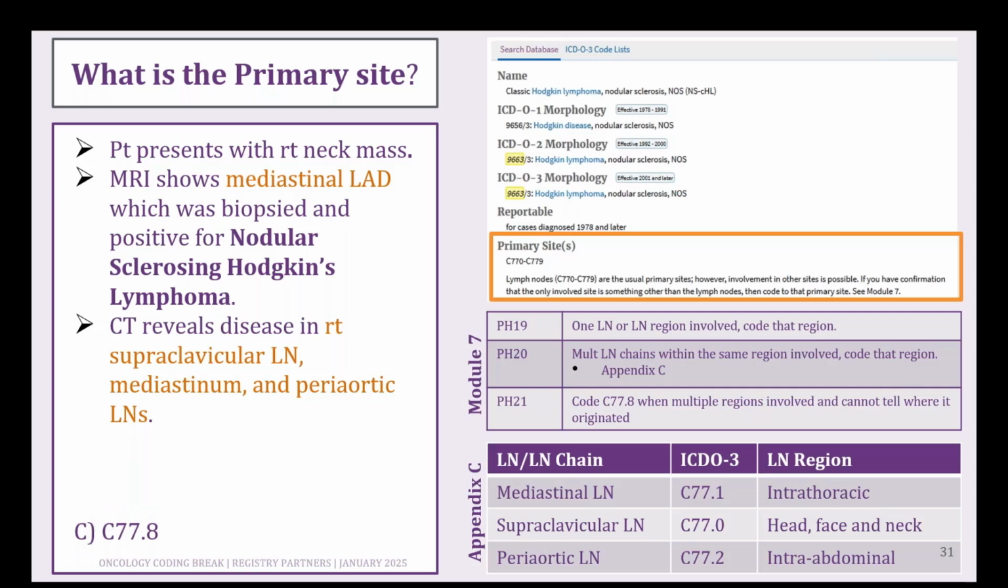And I know I'm going fast through this. I have a lot of slides, but you should have a copy of these slides that you can refer to later as well.